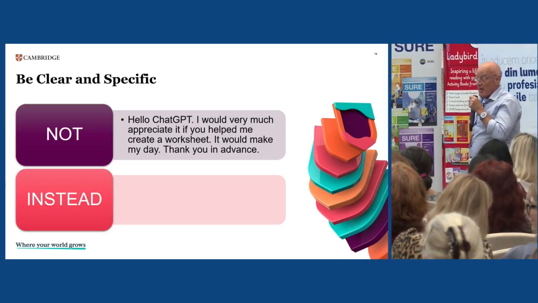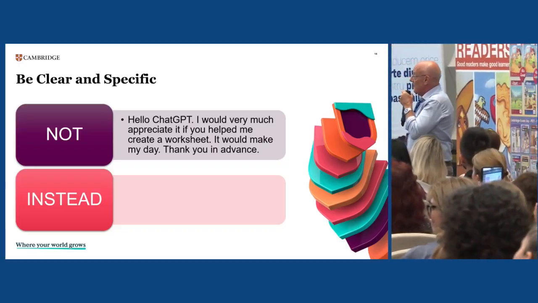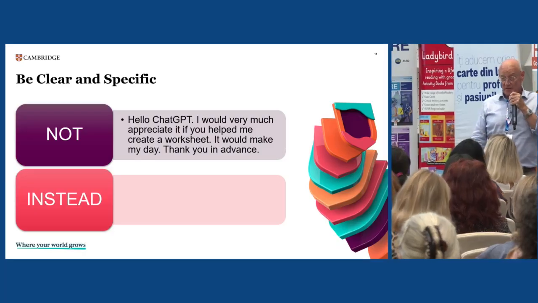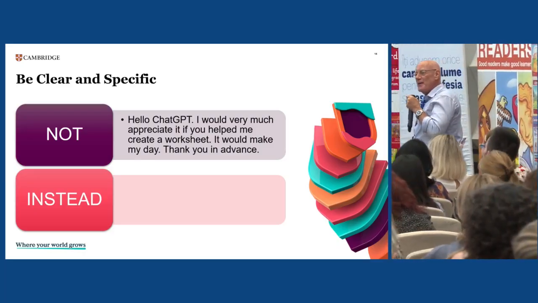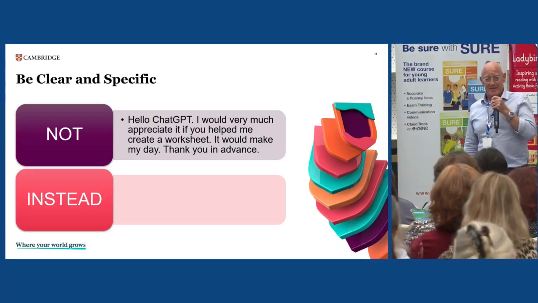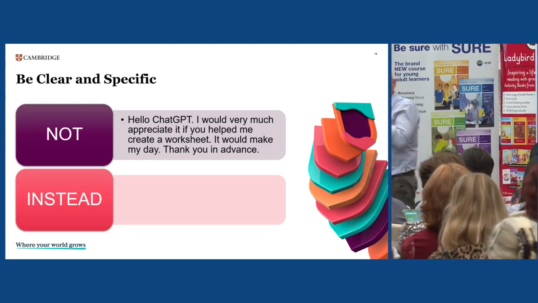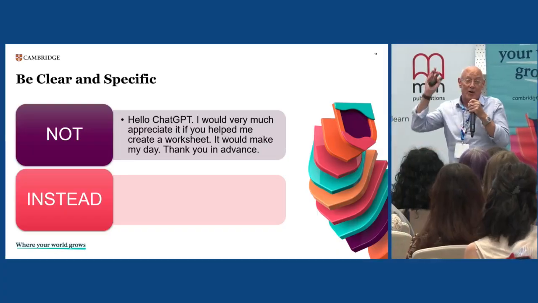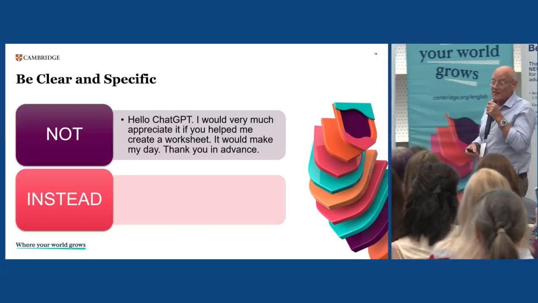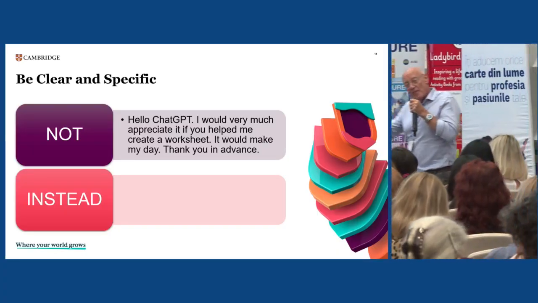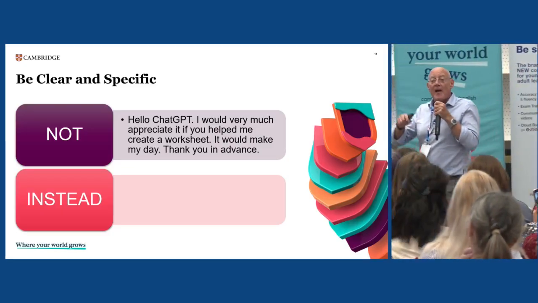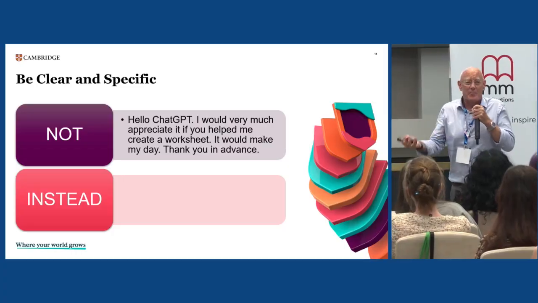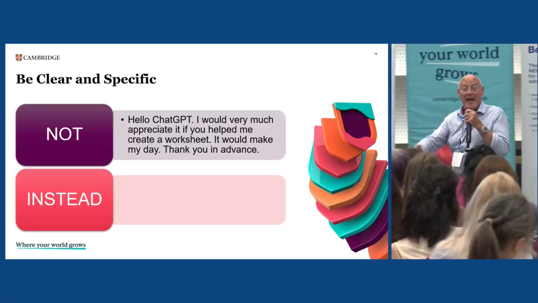So, if you say, hello ChatGPT, I'd very much appreciate such and such, it would make my day, thank you in advance. You don't need to be polite. You can tell it whatever you want because it's got no emotions. It doesn't understand if you tell it to get lost. It really doesn't understand. It's got no emotions. When I first started using it, I used to say, please can you? And I thought, what a bloody idiot. Why am I saying please? It doesn't understand please.